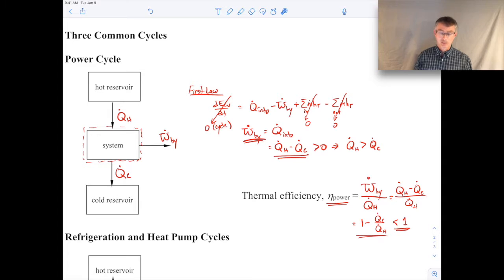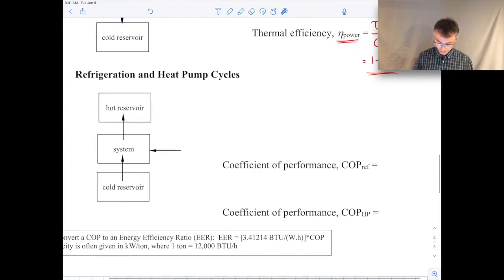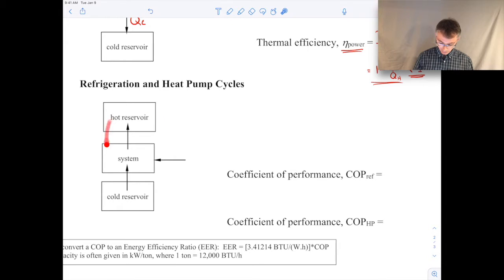So those are power cycles. Let's now talk about refrigeration and heat pump cycles. Now the general picture we'll use for those looks much the same as what we did for a power cycle. We still have a hot reservoir, a system, and a cold reservoir. Again, the system is where all the details of the refrigeration or heat pump cycle or air conditioning cycle are. An air conditioning cycle is identical to a refrigeration cycle.